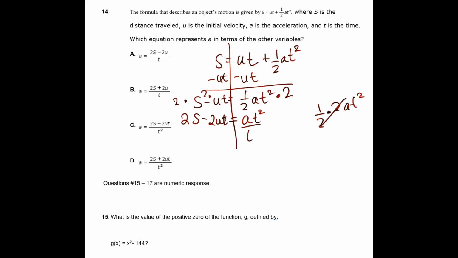And how do I get A alone? Divide by T squared. T squared sounds like a rapper's name. And so the answer for number 14 is going to be C.